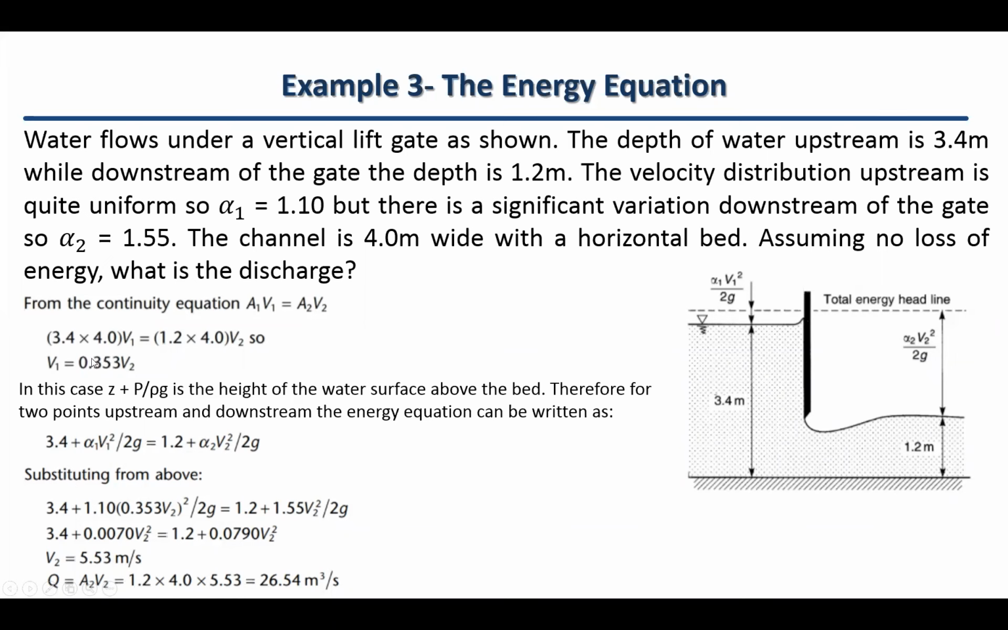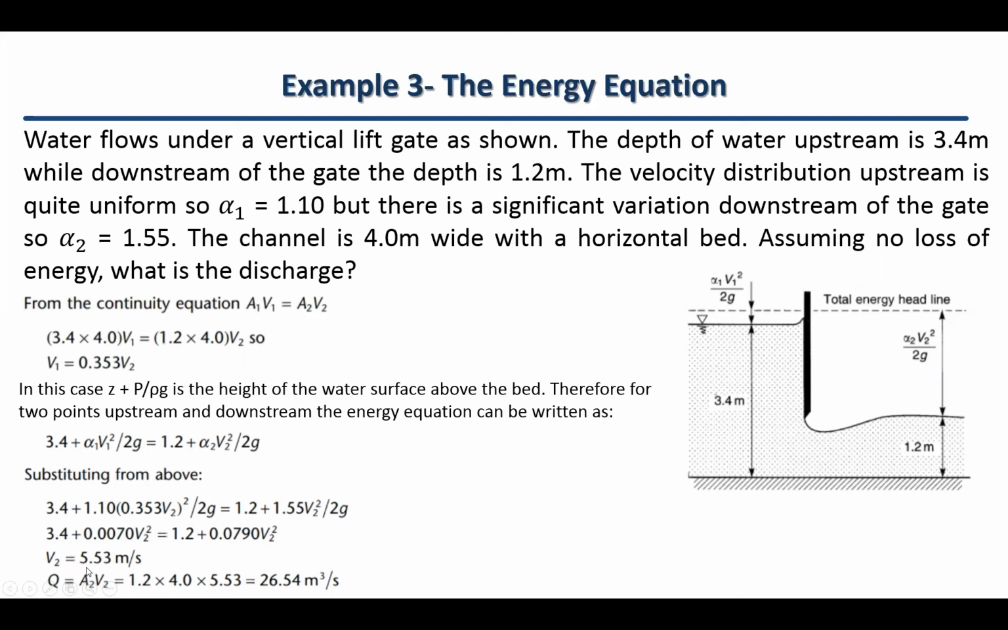Substituting the relation between V1 and V2, we write 3.4 plus 1.1, alpha 1, times 0.353 V2 squared over 2g. On the right hand side, 1.2 plus 1.55, alpha 2, times V2 squared over 2g. Simplifying, the second term on the left hand side becomes 0.0070 V2 squared, and on the right hand side 1.2 plus 0.0790 V2 squared. Okay, so that's it.